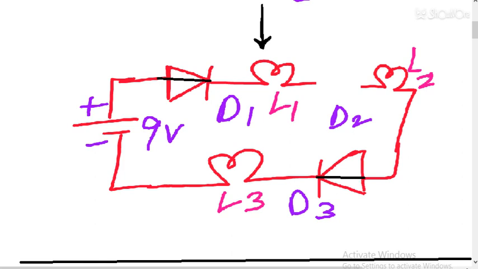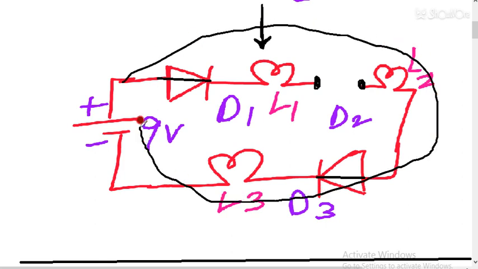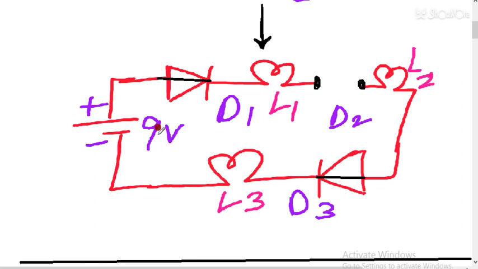But students, as these 2 points are open, only one loop is there. This is the only loop that is there in the circuit. That means no current will flow in this loop because the loop is not closed. If this loop is open, then no current will flow.